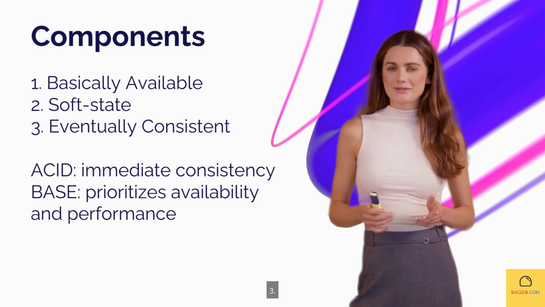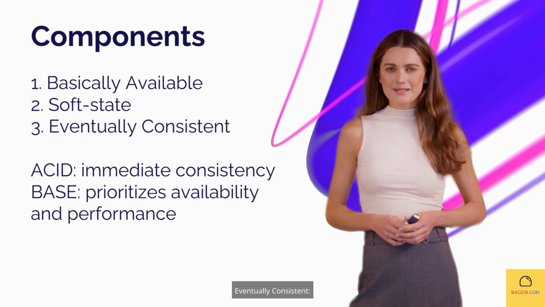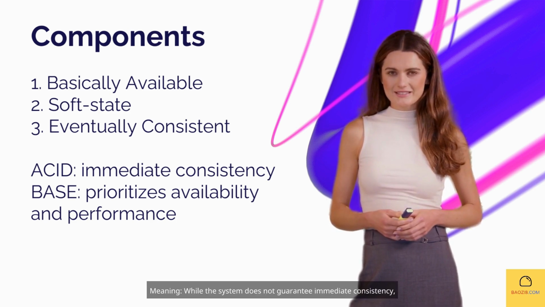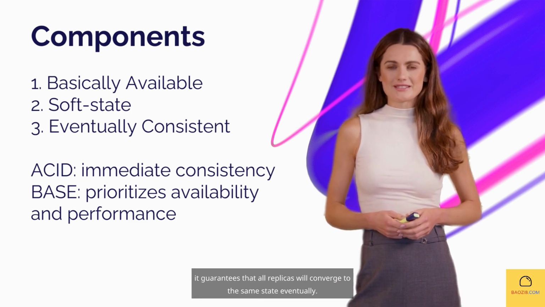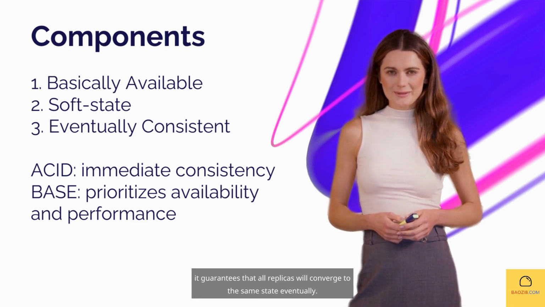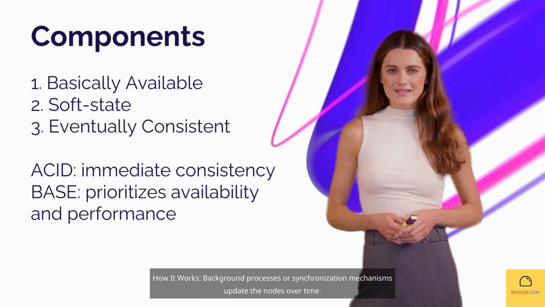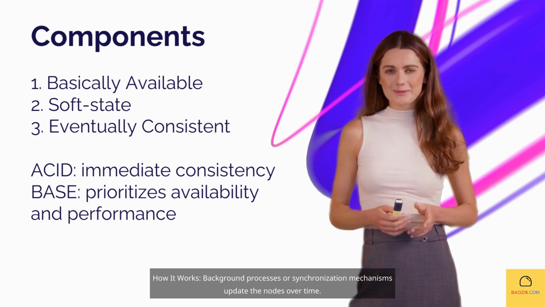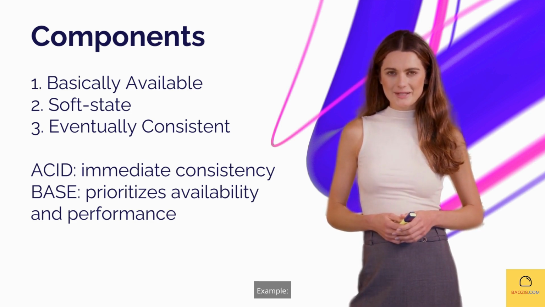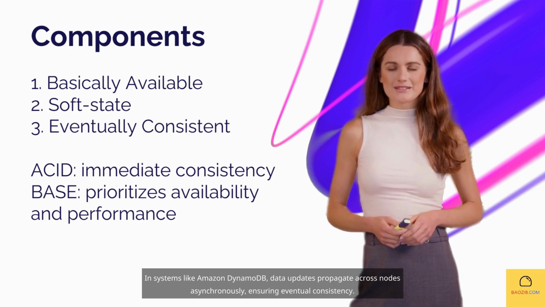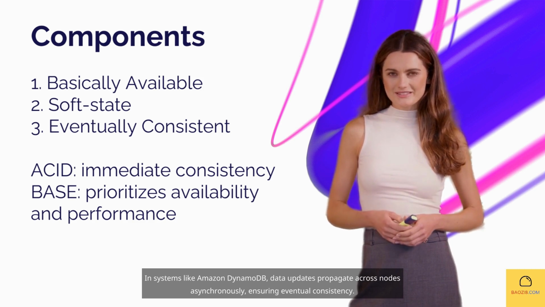3. Eventually consistent. Meaning, while the system does not guarantee immediate consistency, it guarantees that all replicas will converge to the same state eventually. How it works: background processes or synchronization mechanisms update the nodes over time. Example: in systems like Amazon DynamoDB, data updates propagate across nodes asynchronously, ensuring eventual consistency.